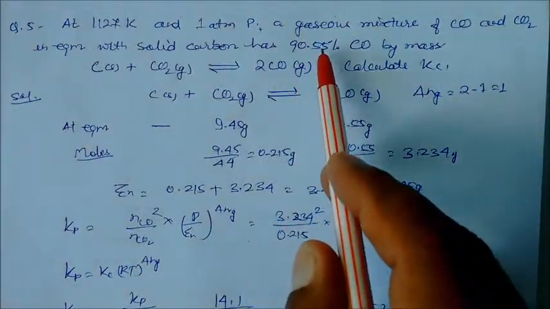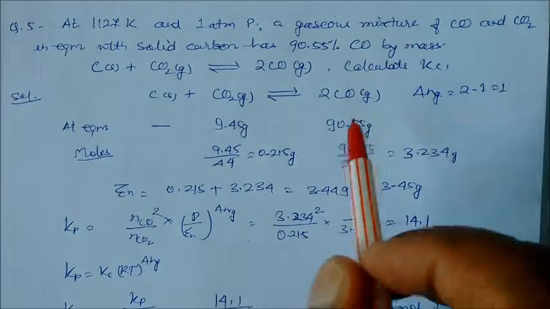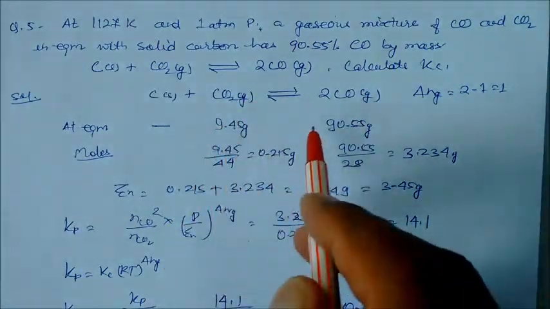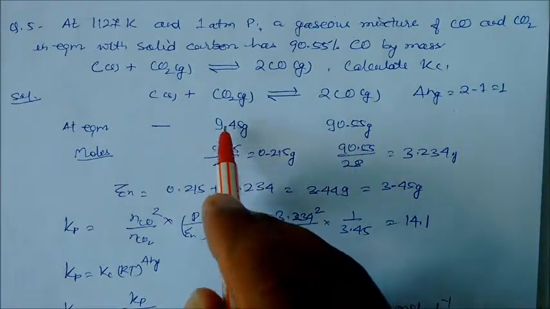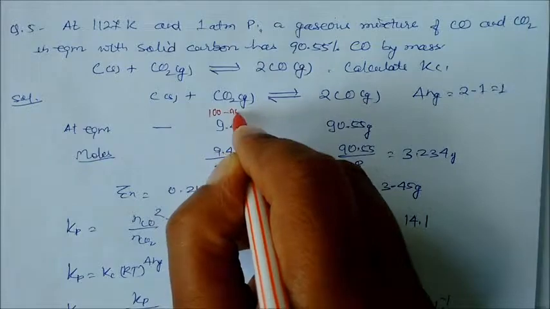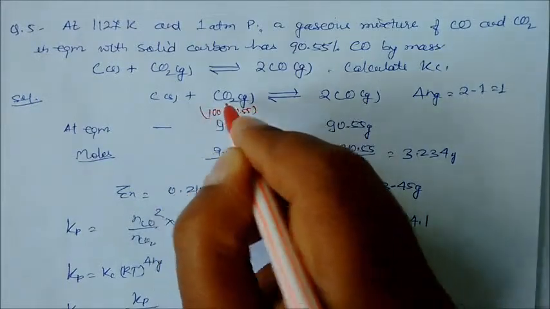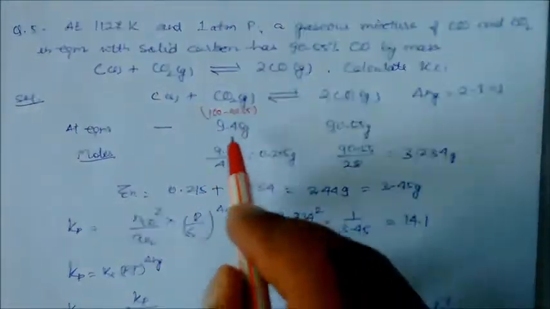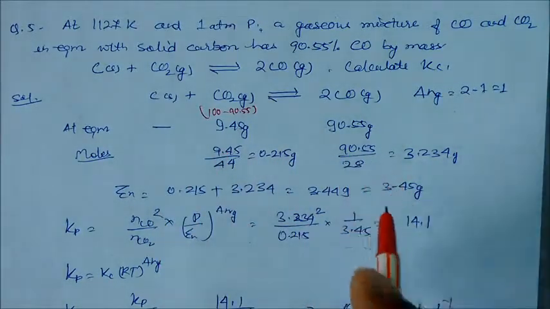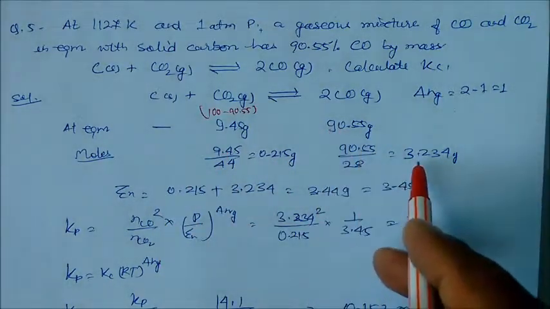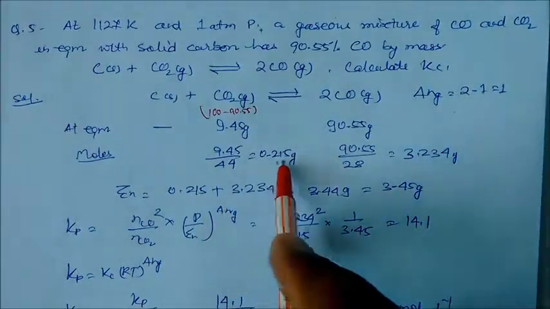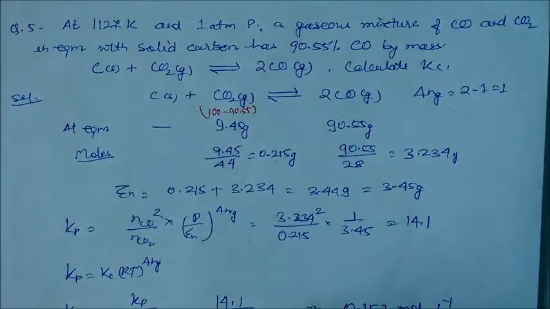So let us take carbon monoxide as 90.55 gram. So definitely carbon dioxide will be 100 minus 90.55, so you will get 9.45. This is at equilibrium. Divide by molar mass, so the moles of CO will be 3.234, and the total moles will be this plus this, so you will get 3.45.